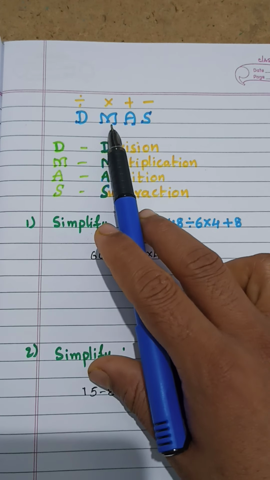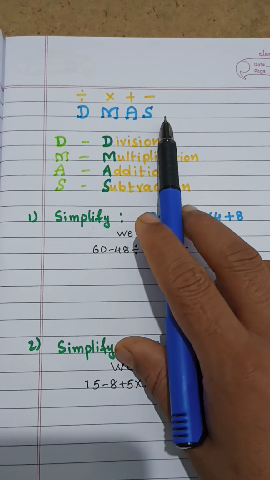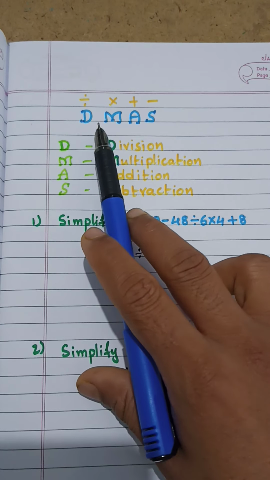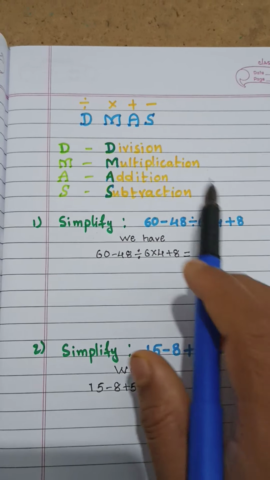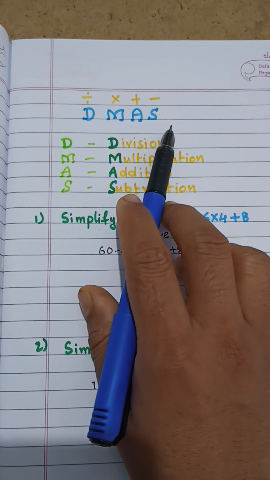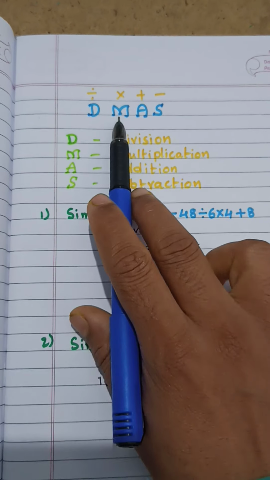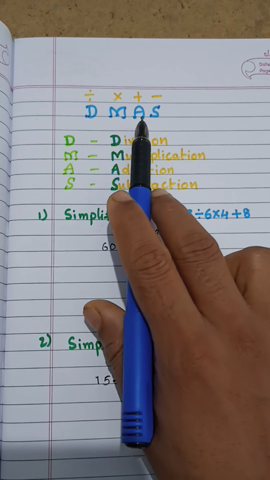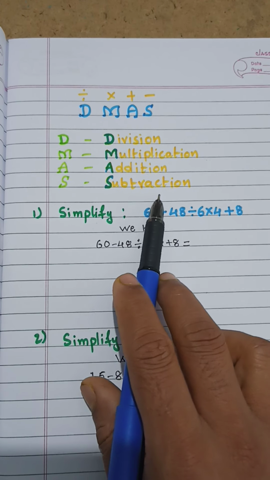division, multiplication, addition and subtraction. Be careful, we cannot change the order of these operations. Remember the word MDAS. Here D stands for division, M stands for multiplication, A stands for addition, S stands for subtraction.